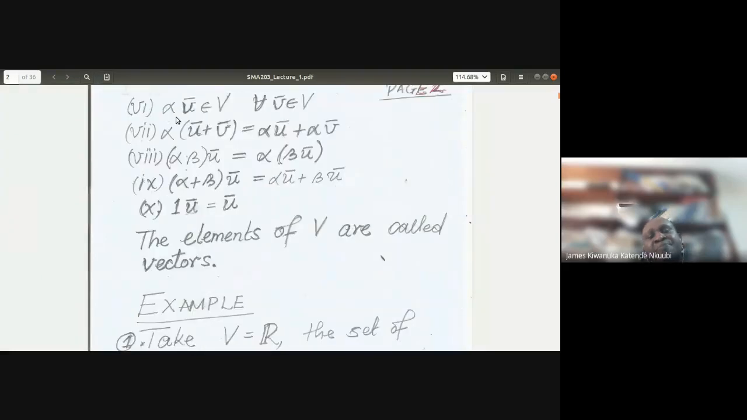So this again is just from the definition of a scalar multiplication. If you multiply any vector in V by a scalar or a number, a scalar here means a real number, then you still get a vector in V.